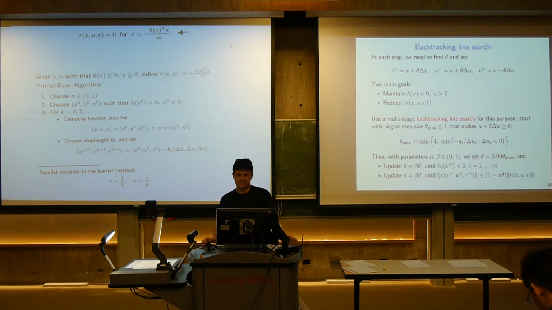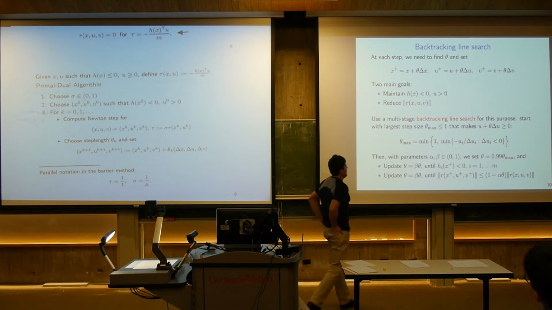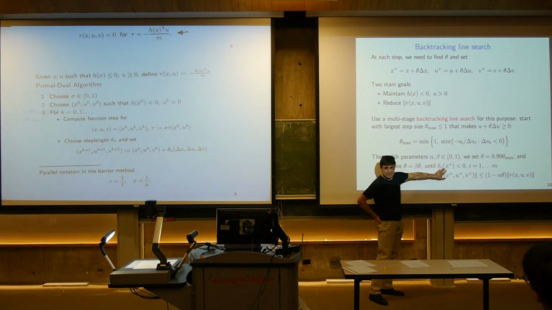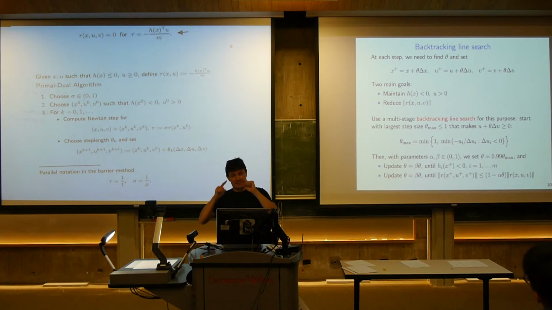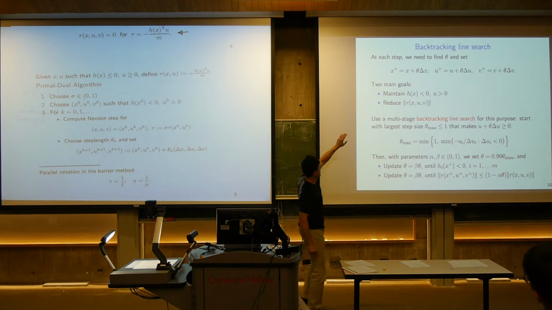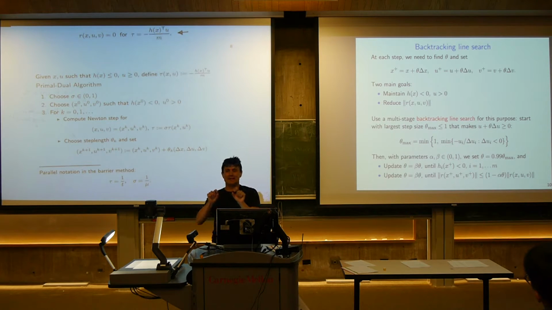Yes? In the second condition, you want to update theta by beta times theta. How do you ensure that inequality eventually holds when you keep updating theta? Yes, so let's see. To ensure that this inequality will hold, this one is an easy one because we start with, this is key, these two conditions. The first condition, h of x negative and u positive, they are maintained at every iterate, right? So if I am at iterate k, h of xk is negative and uk is positive.